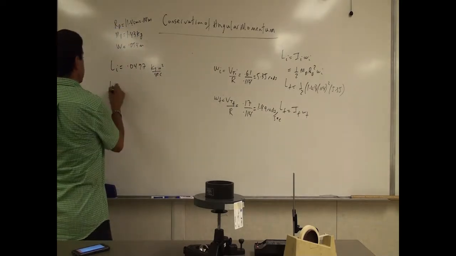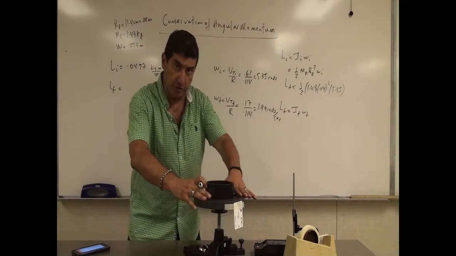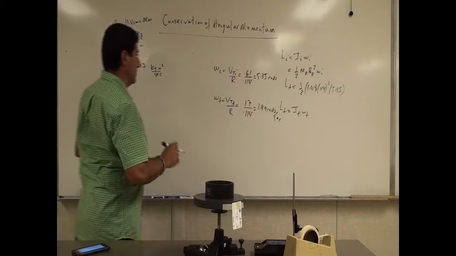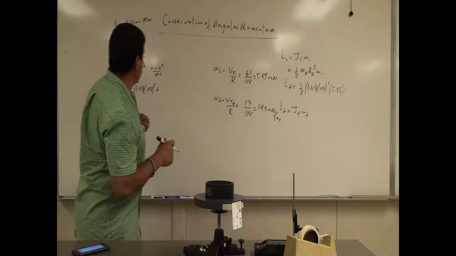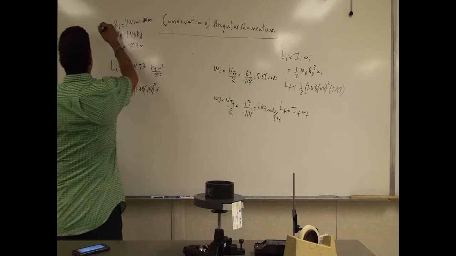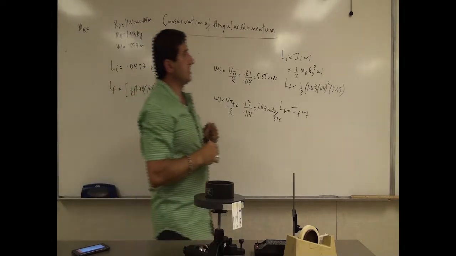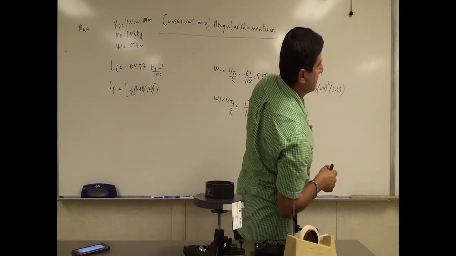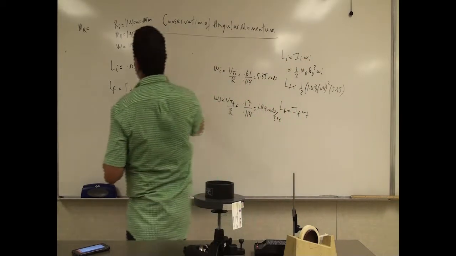So this is going to be kilogram meter squared per second. Okay? So the final angular momentum is going to be what? Well, it's going to be the original moment of inertia, which is this thing. Then on top of that, I'm adding the ring, right? So I need the mass of the ring. The mass of the ring I've already measured. The mass of the ring is 1.42 kilograms. So very similar to the mass of the disc.